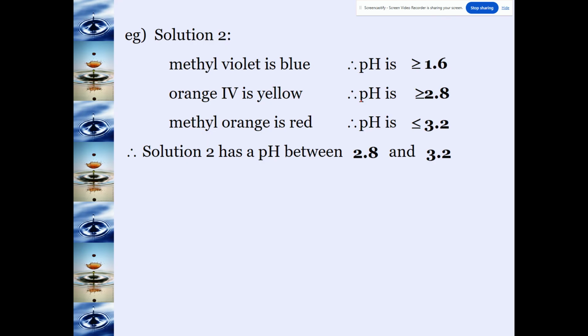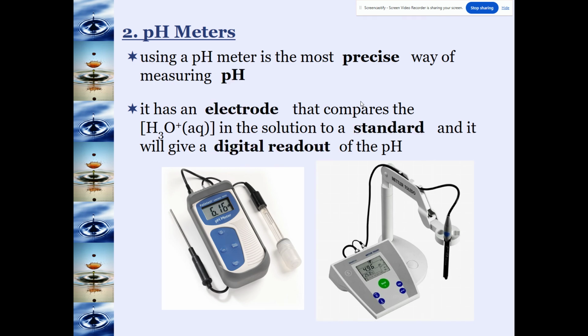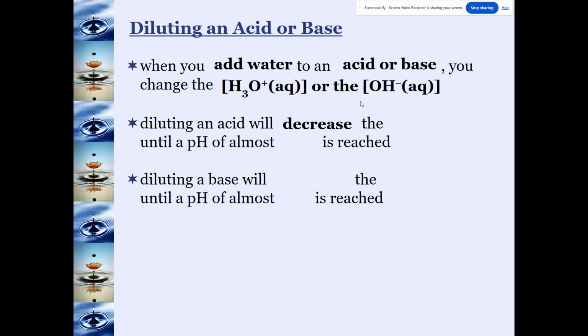Okay. So that's how your solution chart works. Now, pH meters are obviously the most accurate you can get to measuring the pH of a solution. It's like a thermometer. You stick it in the solution, it has a little electrode, and it gives you the pH reading by measuring the concentration of the hydronium ions, usually accurate to a couple decimal places. So pH meters can be really useful, but they're expensive and they're difficult to calibrate, so not as commonly used in a lab scenario. Now, what happens when you dilute an acid or a base?